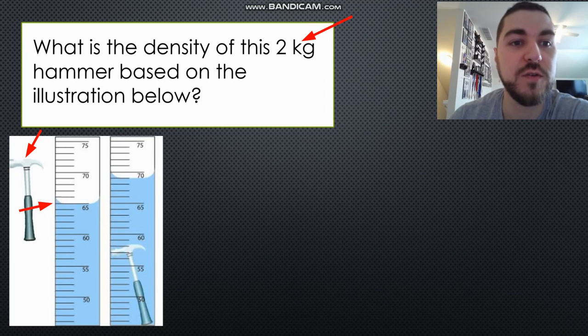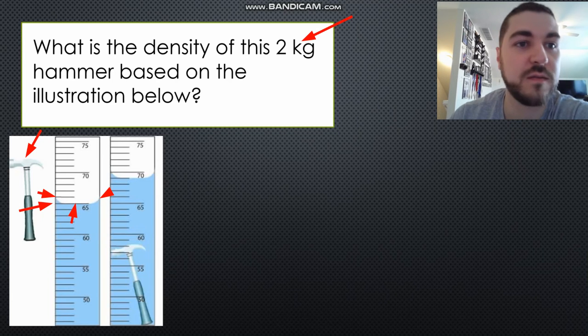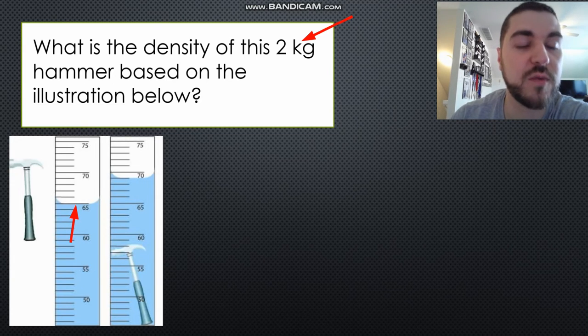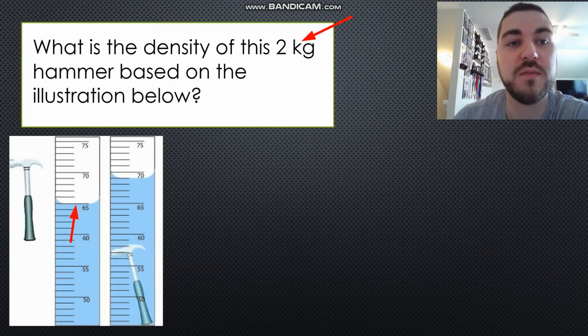So what you'll do is you never read the graduated cylinder here. So you can kind of see how the top edges of the water are a little bit higher than the center. So you'll always read it at the curve in the meniscus at the bottom. I'll draw an arrow to kind of show this. So this is where I take my volume reading in a graduated cylinder. And we can see that the volume was 65 before the hammer was placed into the graduated cylinder.